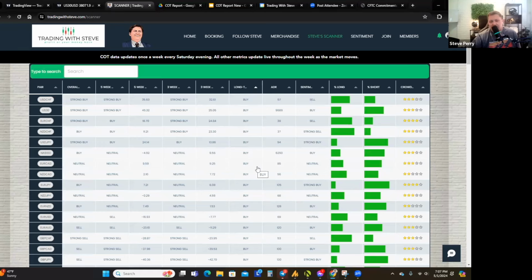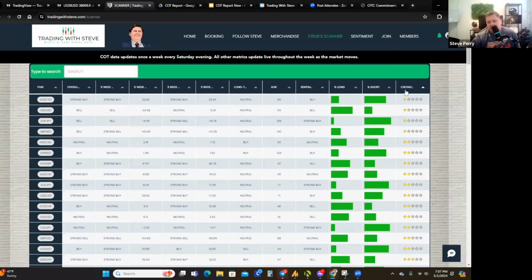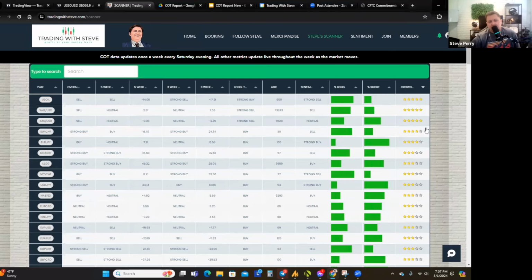And then we have things that are a little bit more advanced, like what is their shift? Are they shifting positive or are they shifting negative? And we have other advanced things like the crowded market indicator, which we also look at to determine which currency pairs are on the verge of being overbought and oversold.